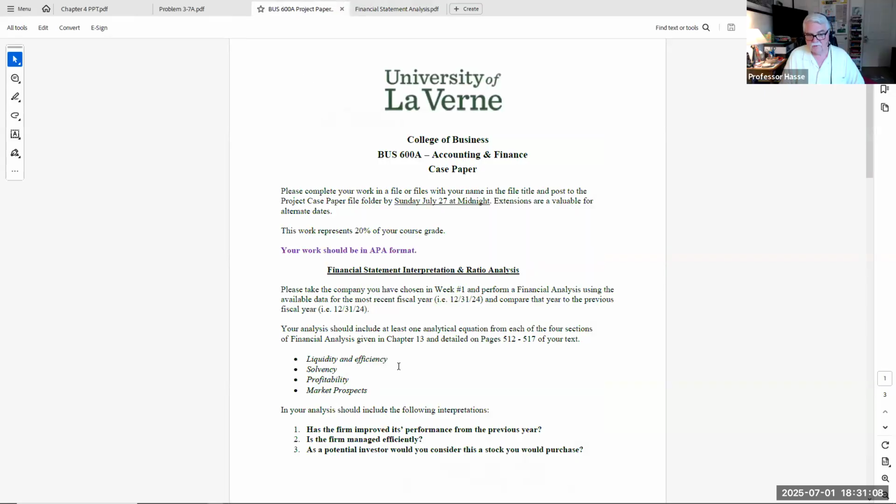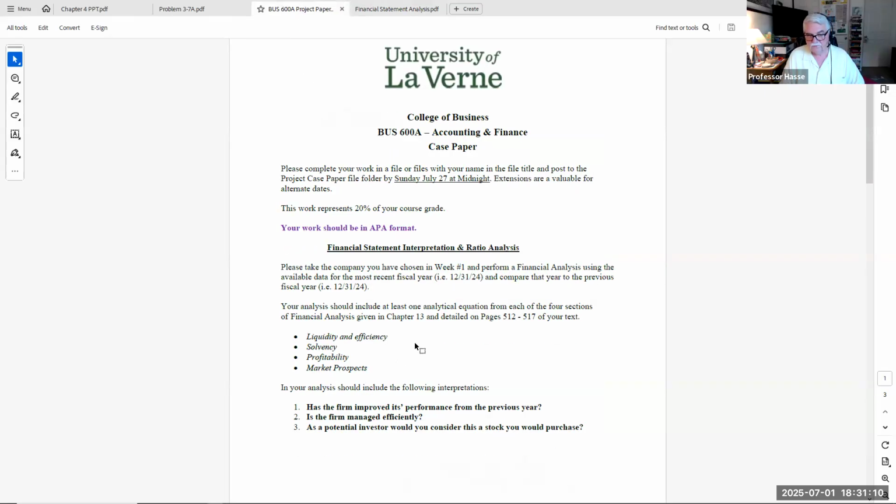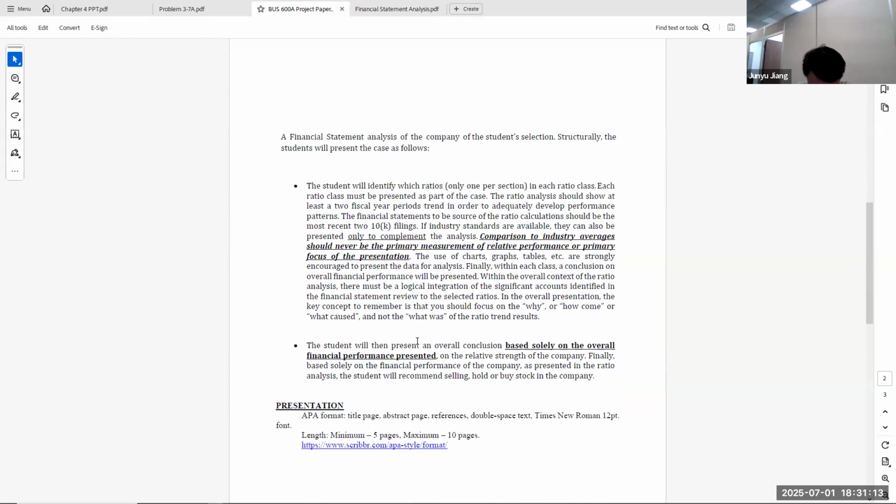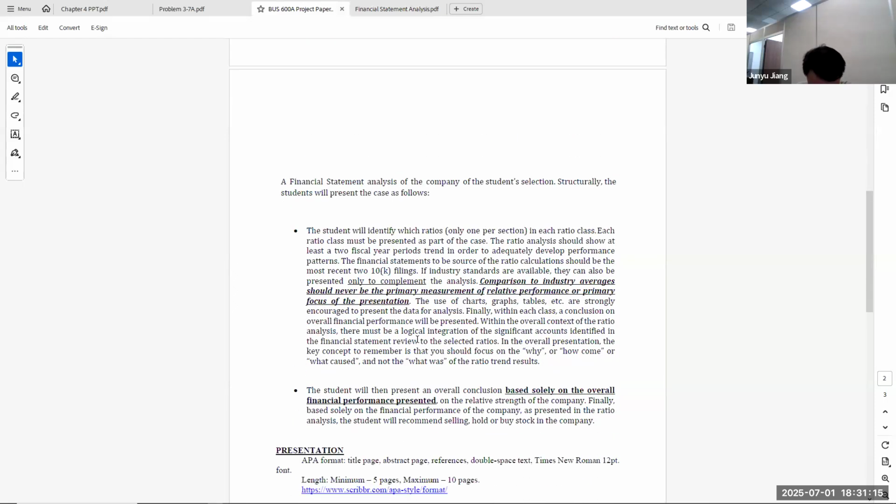So again, those are the areas, one equation from each, and there's your paper format. Many times it's easy to compare financial performance with the industry. That is not what I'm looking for in this paper. I'm looking for a comparison internally within the company. Their financial statements are public information. You're a potential investor. Does this look like a place you might want to invest in?